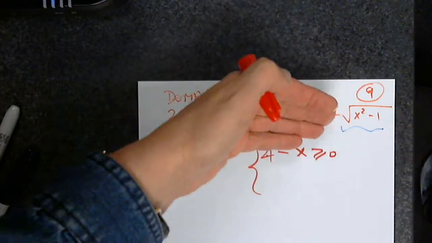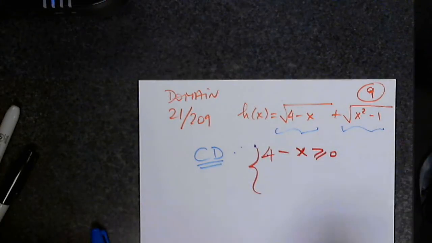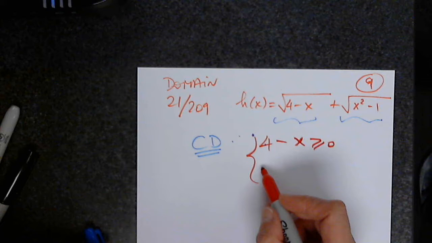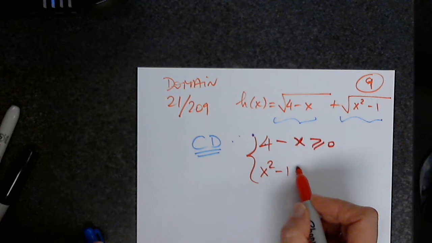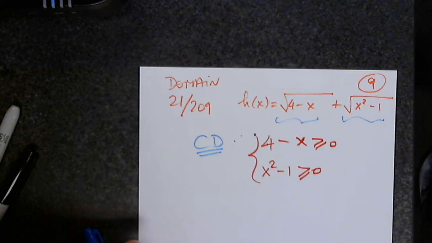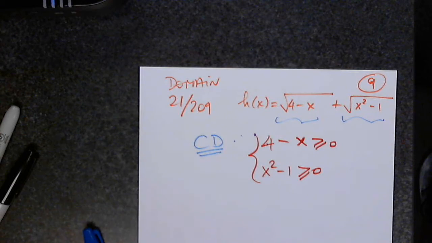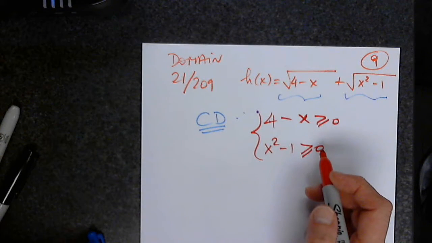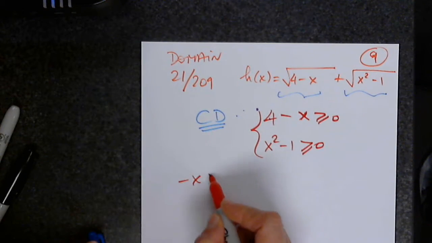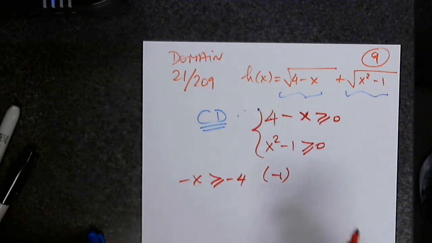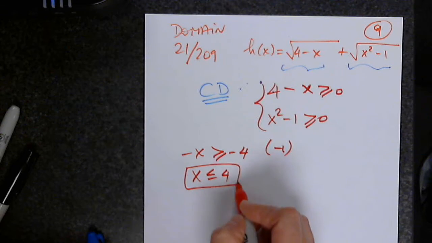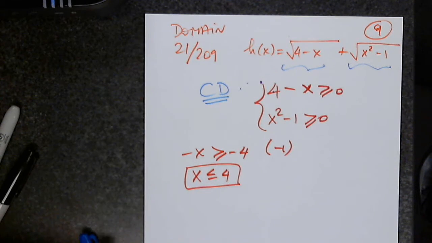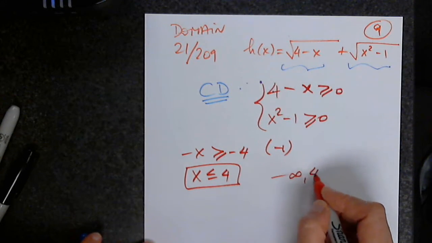Perfect. Now what about this one? Right, it's the same process, the same concept. Good. So I solved the first one first. So I have negative x greater than or equal to negative 4, but I have to multiply both sides by negative 1, and that will give us x less than or equal to 4. So the domain of the first function is negative infinity to 4.